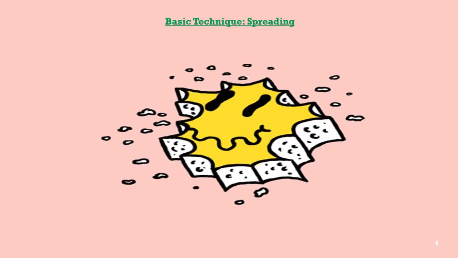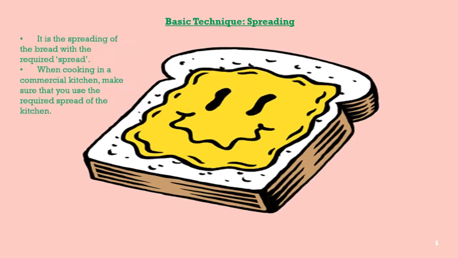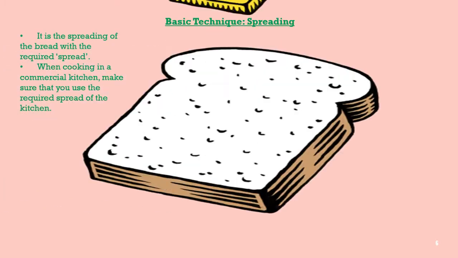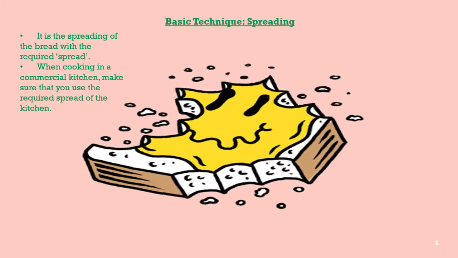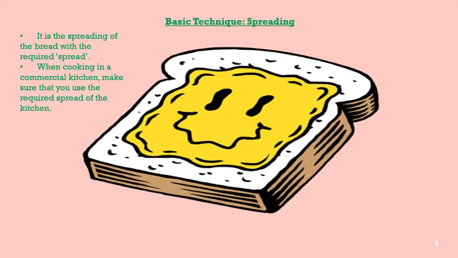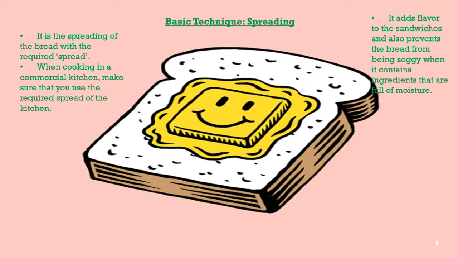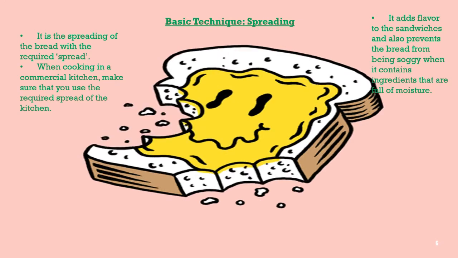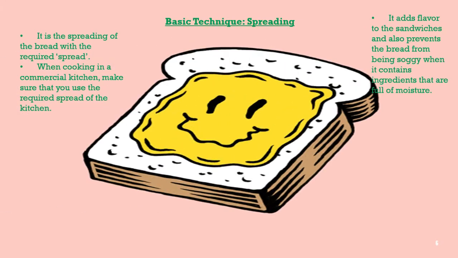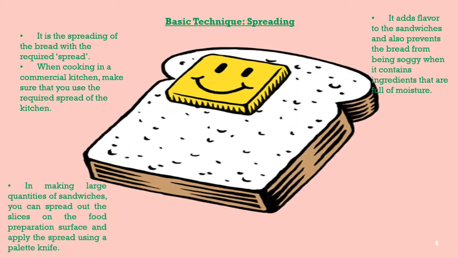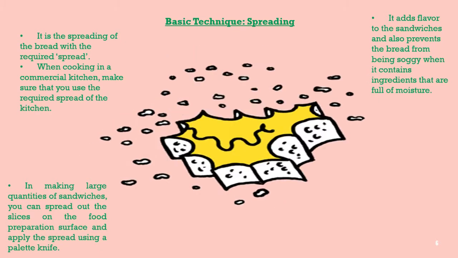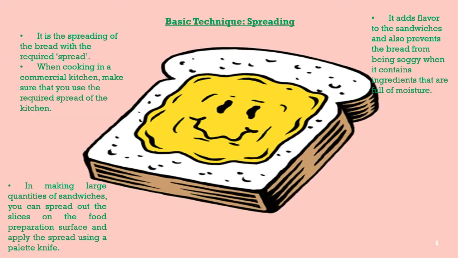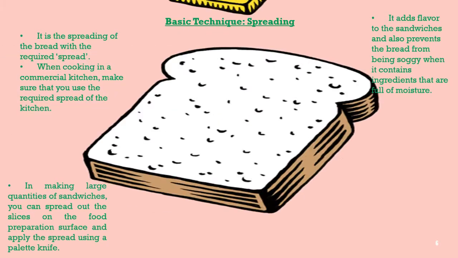Our first basic technique is spreading. It is spreading the bread with the required spread. When cooking in a commercial kitchen, make sure that you use the required spread. It adds flavor to the sandwiches and also prevents the bread from being soggy when it contains ingredients that are full of moisture. In making large quantities of sandwiches, you can spread out the slices on the food preparation surface and apply spread using a palette knife.